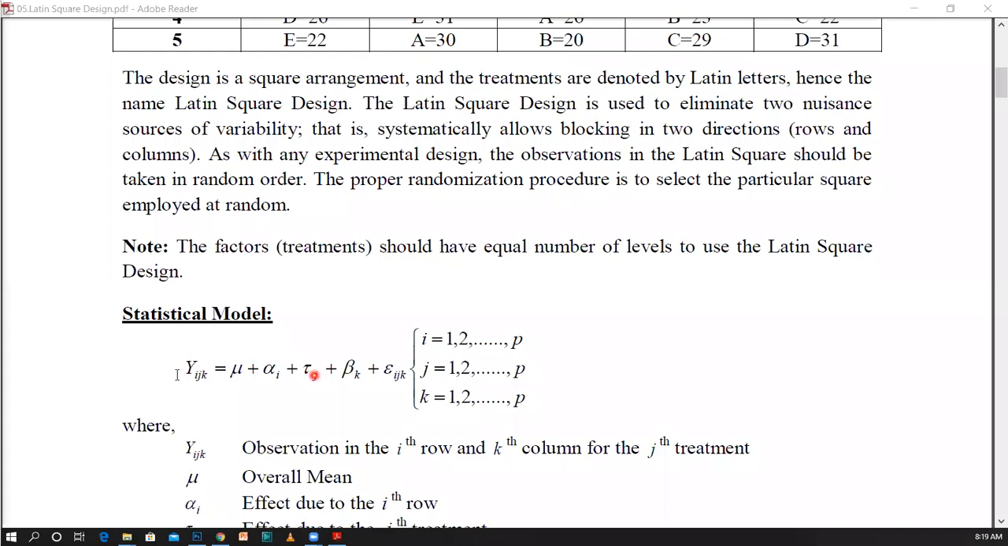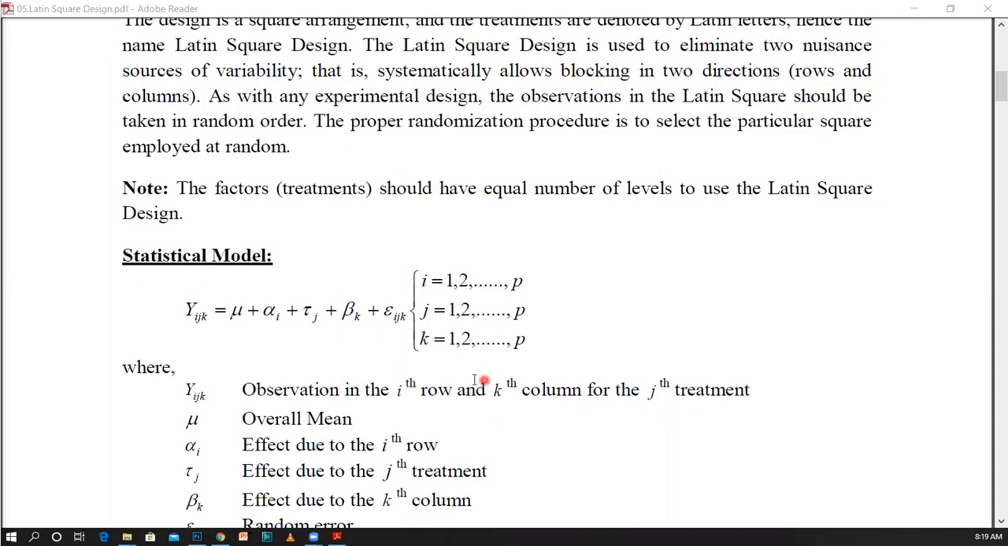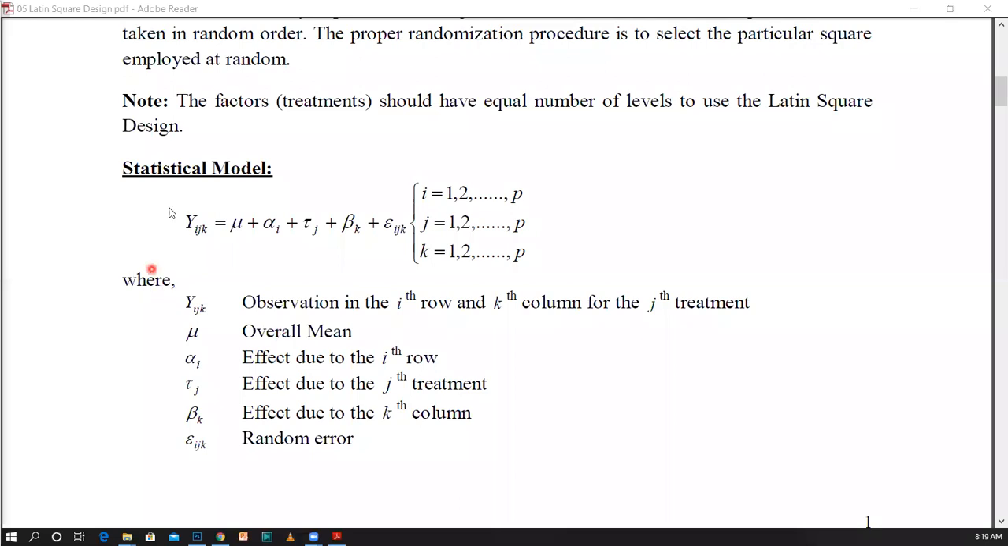Here you can see that the model is denoted by Yijk equals mu plus alpha i plus tau j plus beta k plus epsilon ijk. If you go through the interpretation of each term, Yijk is the observation in the ith row, kth column for the jth treatment. Here we are using the letter j to denote the treatment number, not the letter i. Okay, i is for the row factor, k is for the column factor, and j is for the treatment.